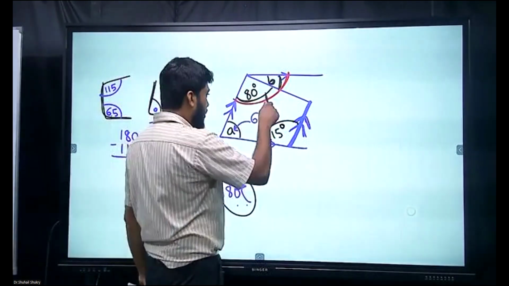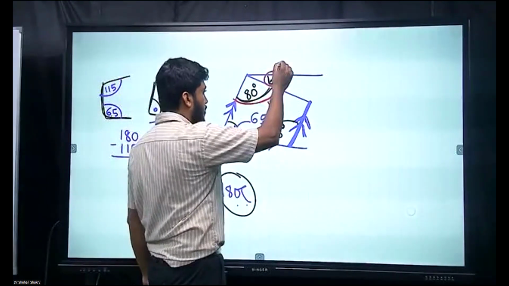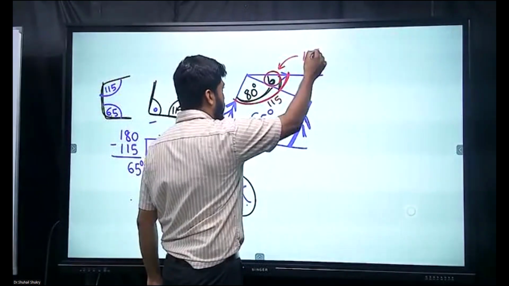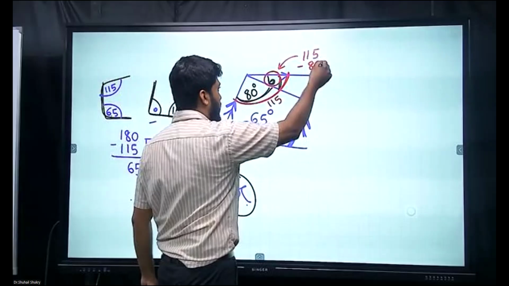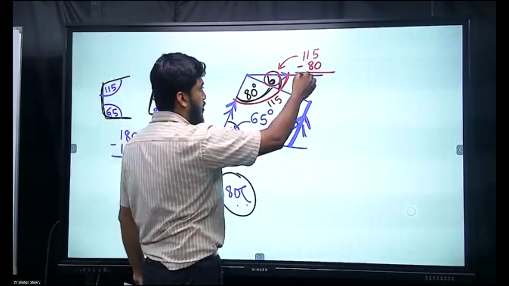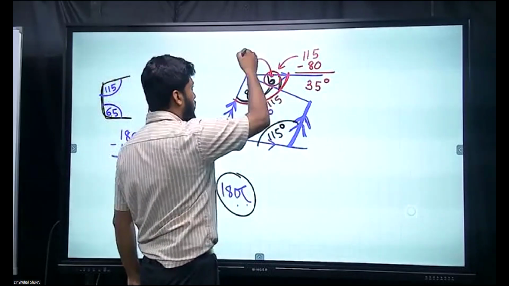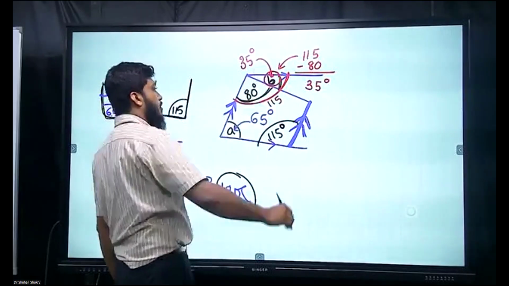Now this part is 80. This full set is 115. This part, what is this part? From 115, what should you do? Minus this 80. By this the full angle should form 115. So how much do you get? 35 degrees. So B should be how much? 35 degrees.